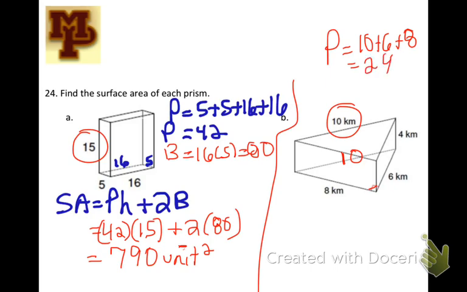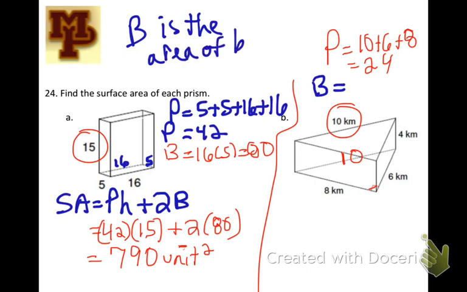And then let's find the area of the base. So again, make a note that B is the area of the base. So it depends what it is. So if it's a triangle, this one is, it's 1/2 base times height. So 1/2 times 6 times 8. So that's, what is that, 48 divided by 2, so 24.